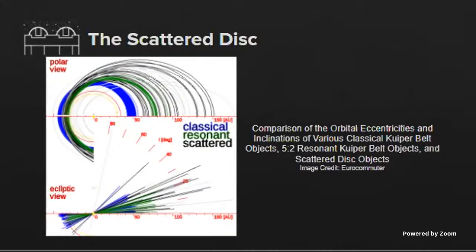These objects typically have very highly inclined orbits as well, being on an angle of up to 40 degrees compared to the orbits of other planets. By comparison, 2/3 of all classical Kuiper belt objects have an orbital inclination of less than 5 degrees.